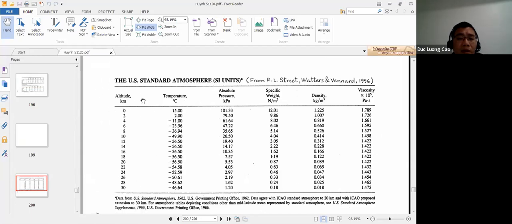In the left-hand side, the first column is altitude, then temperature, absolute pressure, specific weight, density, and viscosity. Remember that this one is absolute pressure. In fluid mechanics, you usually work with 3 pressures: ambient pressure, absolute pressure, and gauge pressure.